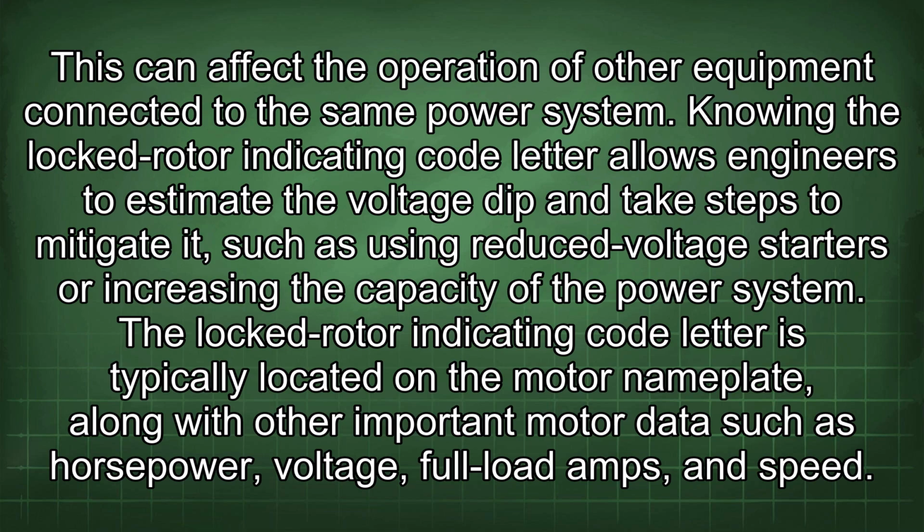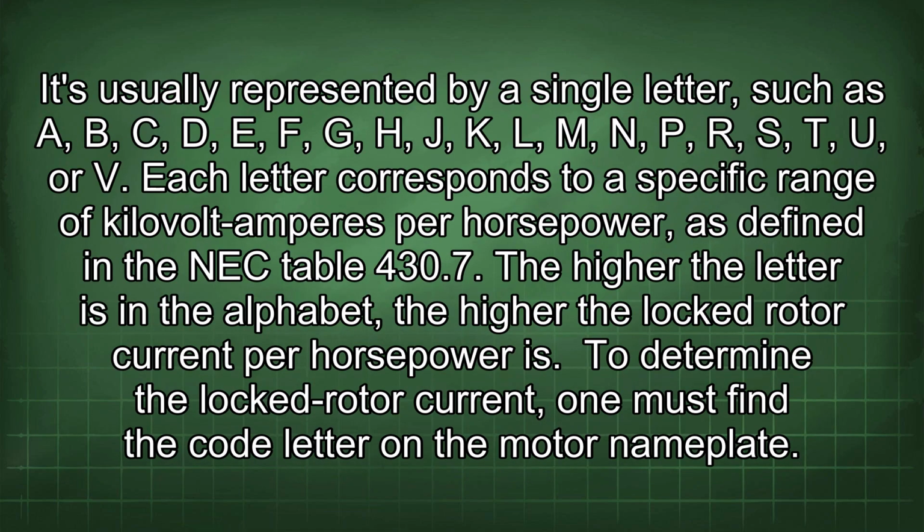The locked rotor indicating code letter is typically located on the motor nameplate, along with other important motor data such as horsepower, voltage, full load amps, and speed. It's usually represented by a single letter, such as A, B, C, D, E, F, G, H, J, K, L, M, N, P, R, S, T, U, or V. Each letter corresponds to a specific range of kilovolt amperes per horsepower, as defined in the NEC table 430.7. The higher the letter is in the alphabet, the higher the locked rotor current per horsepower is.